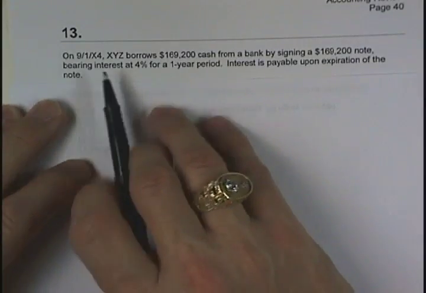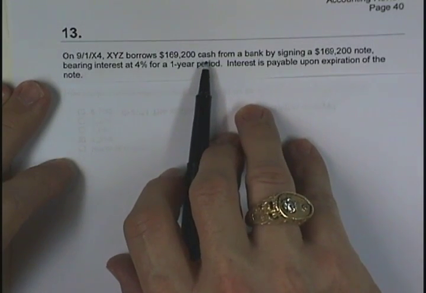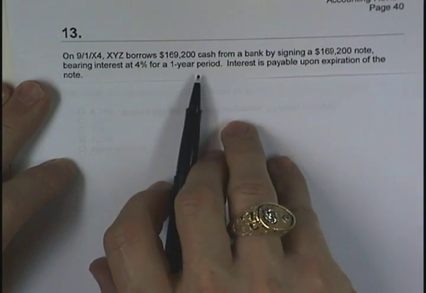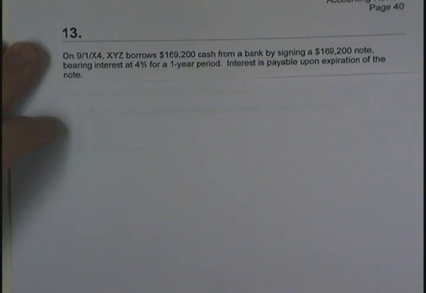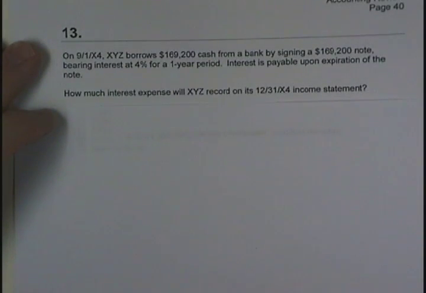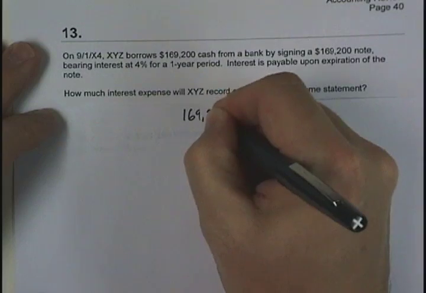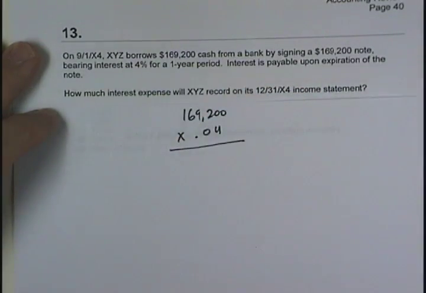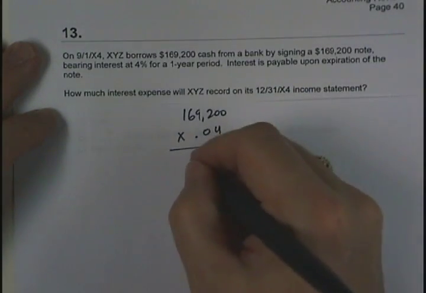In problem 13, on September the 1st, XYZ borrows $169,200 from a bank by signing a note for that amount, and it bears 4% interest for 1 year. Interest is payable at the end. Well, on December the 31st, we're supposed to record the interest expense for the year in which that note was issued. So with a $169,200 note at 4% for the year, the interest expense for the entire year would be $6,768.